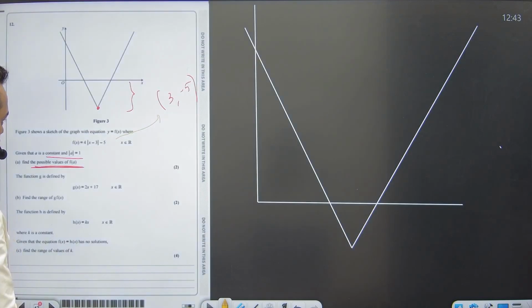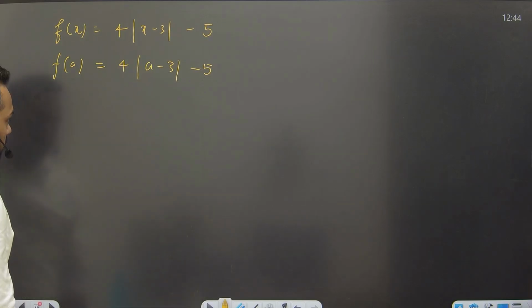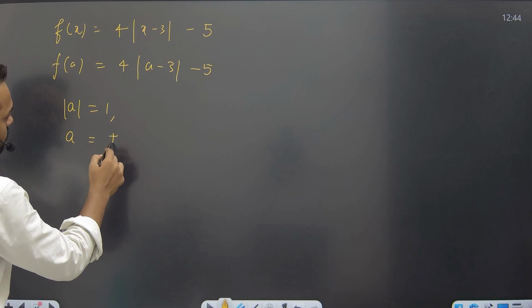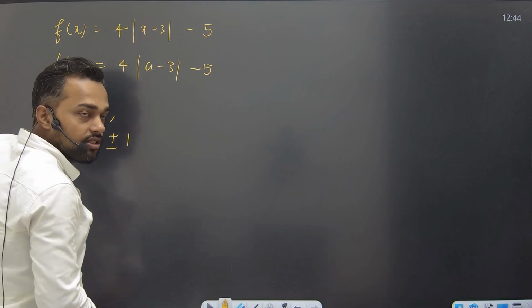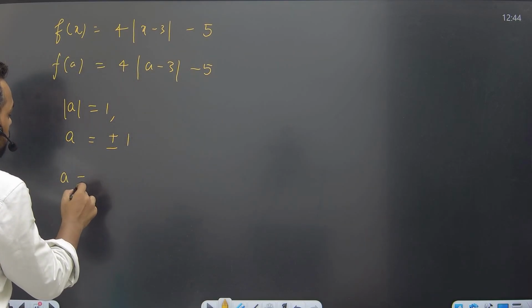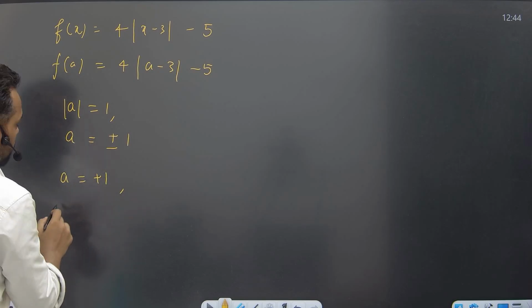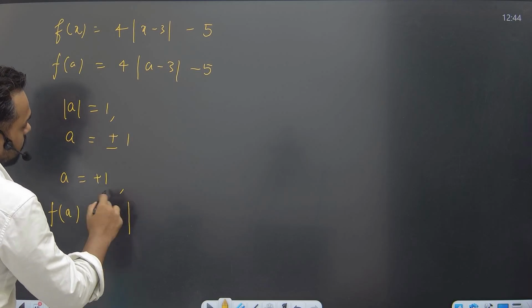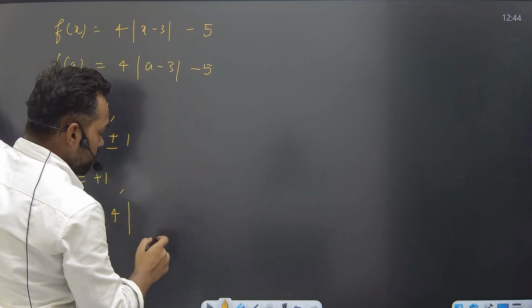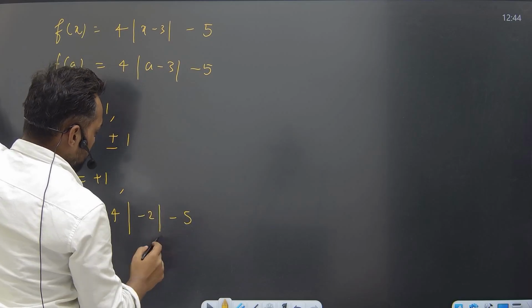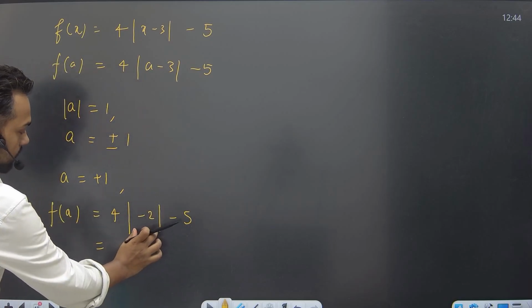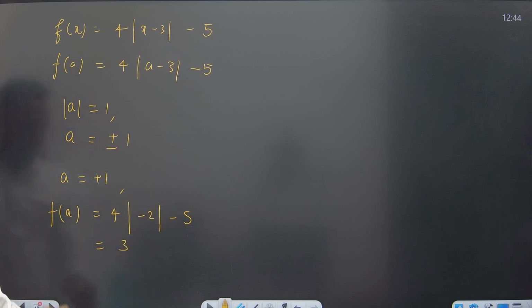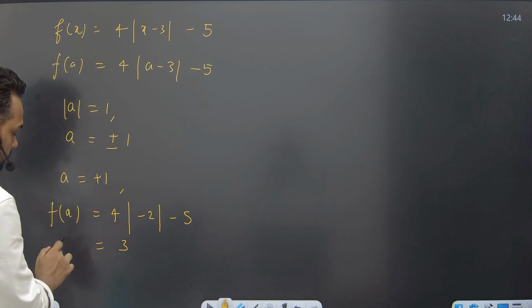Now in the question itself, students, they have mentioned that modulus of a is equal to 1. So it means a will be either positive 1 or negative 1. Both values of a would be possible. If I plug in a equals positive 1, we get f(a) as 4 times modulus of 1 minus 3, which is negative 2, minus 5. Since this is a modulus, it will be positive, so 4 times 2 is 8, 8 minus 5 will be 3. On plugging a as positive 1, we are getting 3.